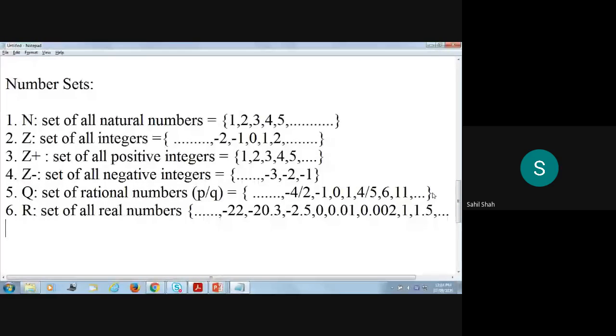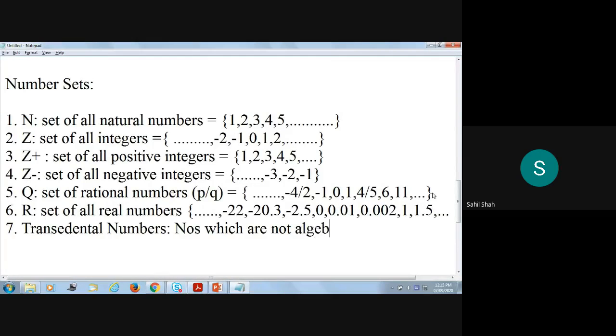Again, this will have two counterparts, R plus and R minus. R plus is the set of all positive real numbers, R minus is the set of all negative real numbers other than 0. Moving further, the next set is known as transcendental numbers. So what are these transcendental numbers? These are the numbers which are not algebraic. You will have two numbers under the transcendental category. Those are pi and e.